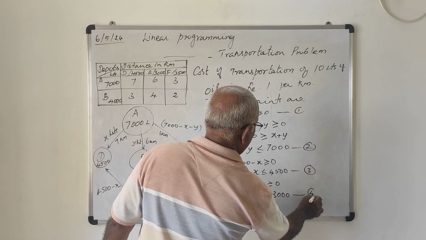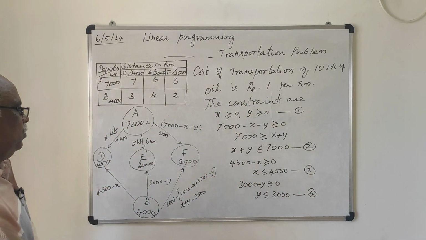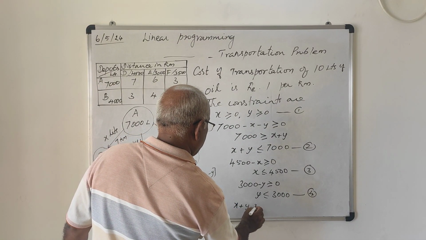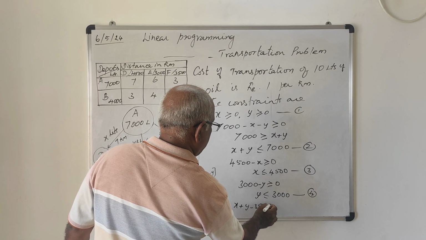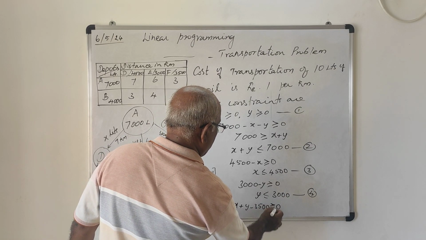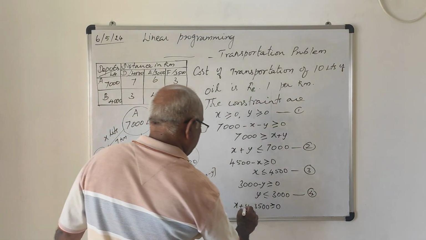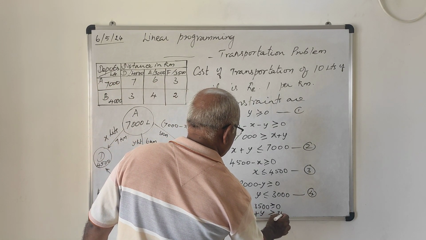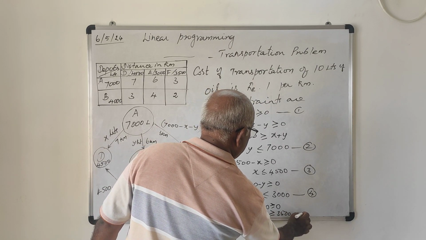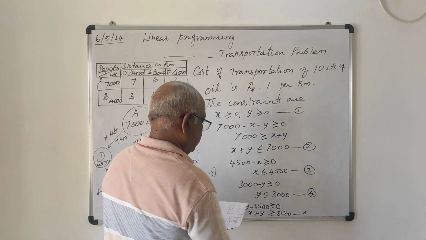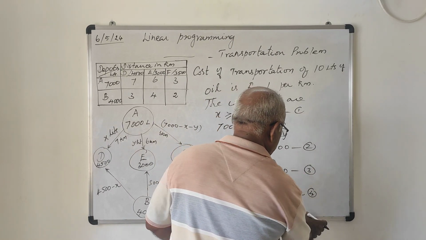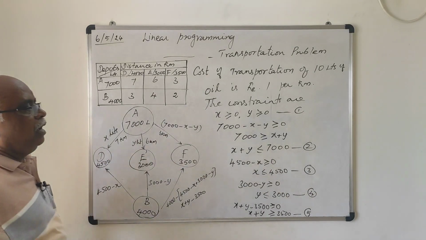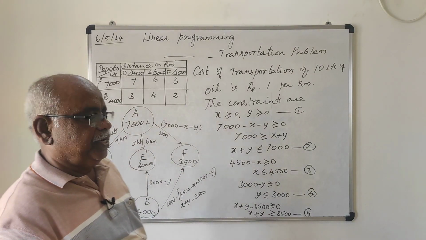This is constraint 4. Finally, the fifth one is x plus y minus 3,500 is greater than or equal to 0. From this I will get x plus y is greater than or equal to 3,500. This is constraint 5. These are the 5 constraints for this linear programming problem. Using these constraints, we are going to find out the minimum transportation charge.